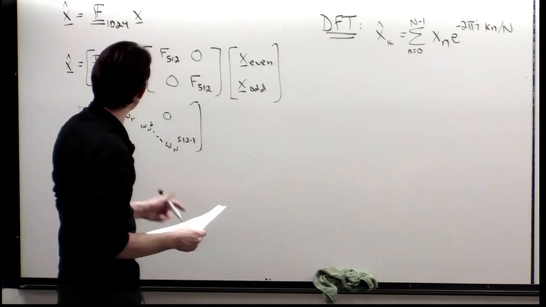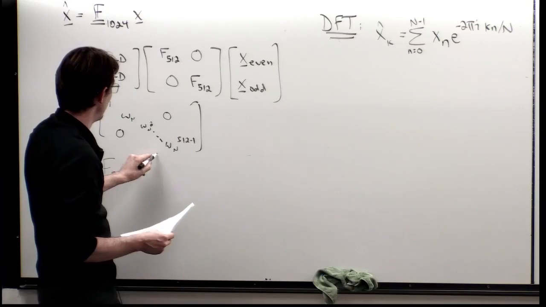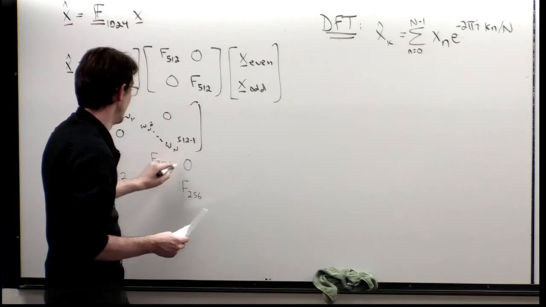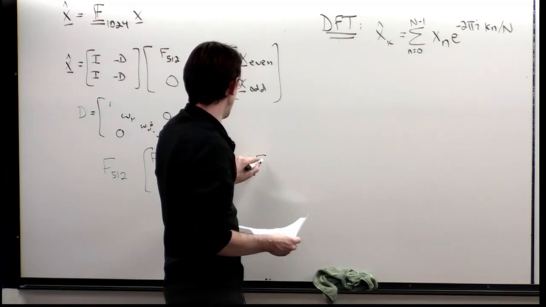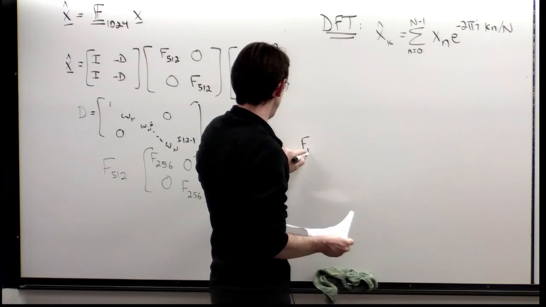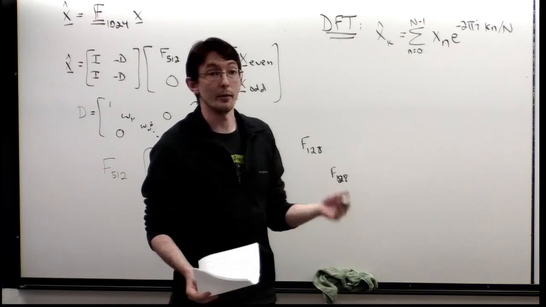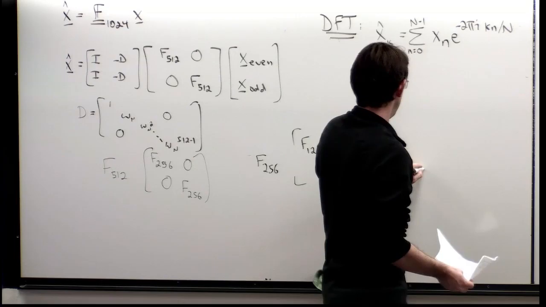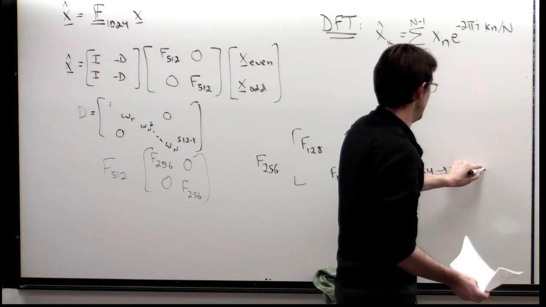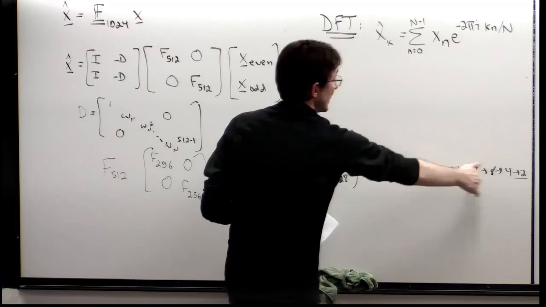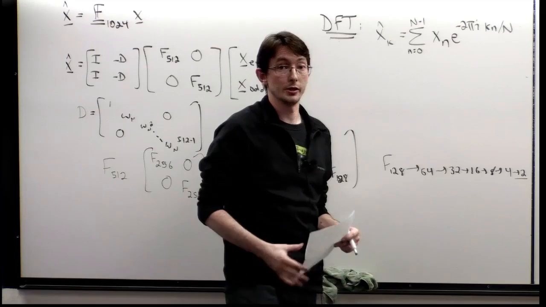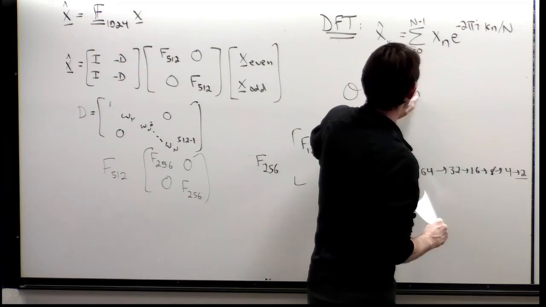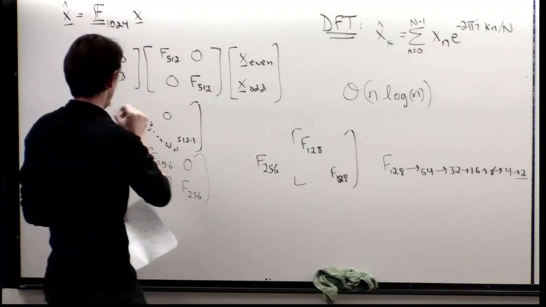But the great thing is that F512 can be broken up into two copies of F256 now. Now we can cut that in half again. That's half as expensive. And F256 can be broken up into F128. And so now you can see why we want powers of 2, because we can keep doing this: 128 to 64 to 32 to 16 to 8 to 4 to 2. You can go all the way down the line, and every time you do that, you make a factor of 2 savings in the computation. So that's how you get the order n log n speed up. And it gets better the bigger your numbers are.